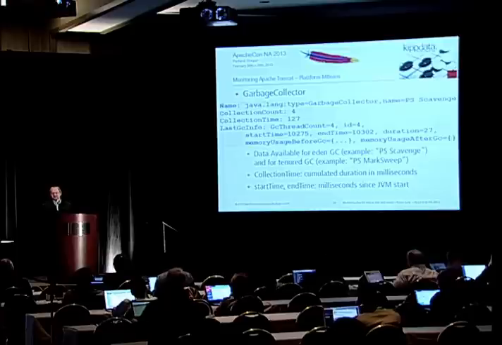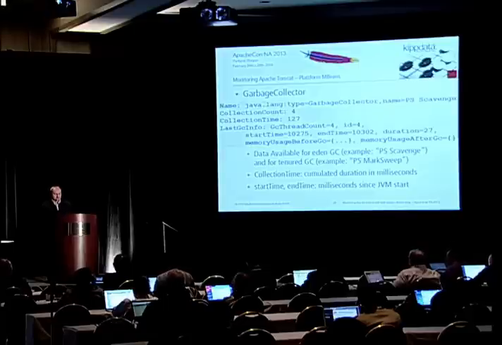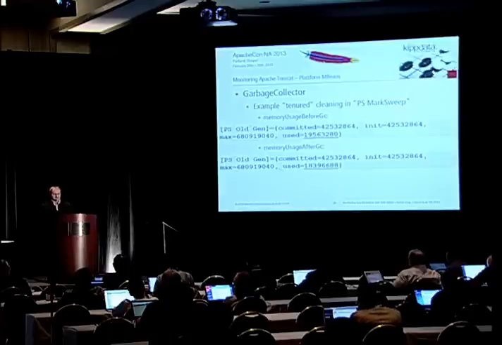The cumulated duration that these garbage collections took, and when the last collection started, ended, and how long the last collection took. So if you run into memory problems, there is some data readily available there. Also, there are two items, memory usage before and after GC, which I will show on the next slide. Those, again, have one entry per memory region, and it shows the same quadruple of data that we had in the memory pool MBeans.